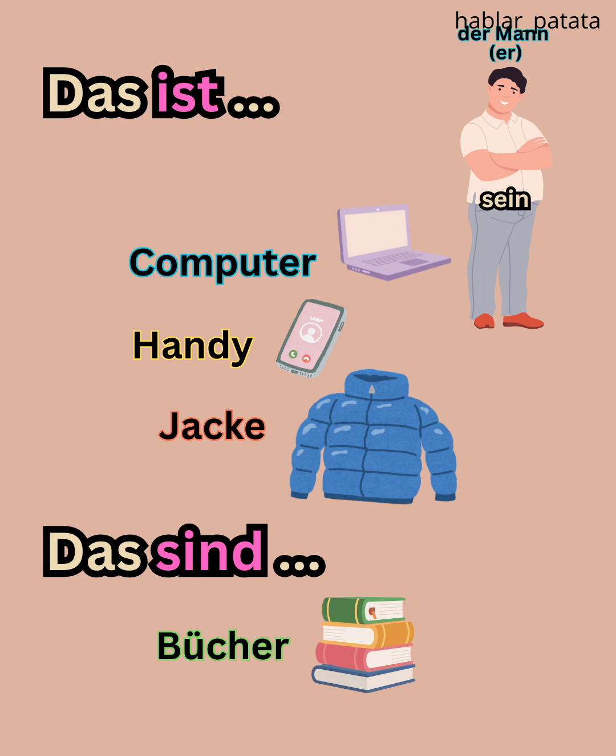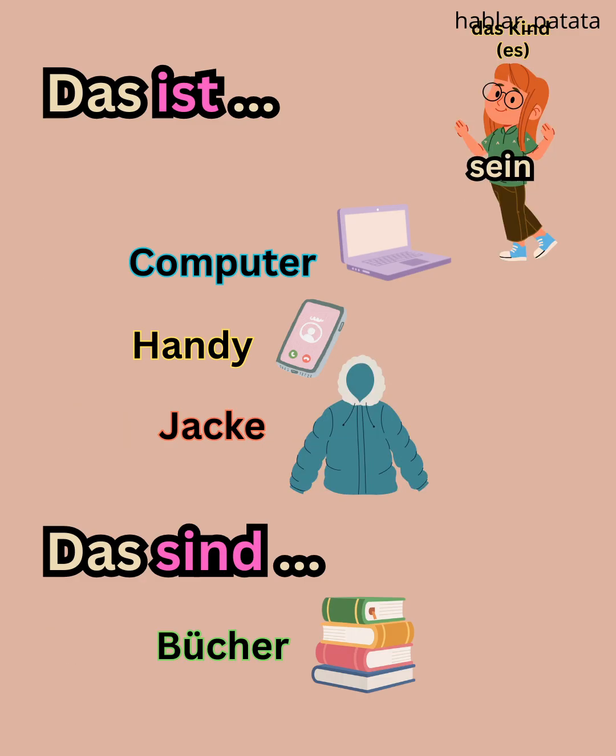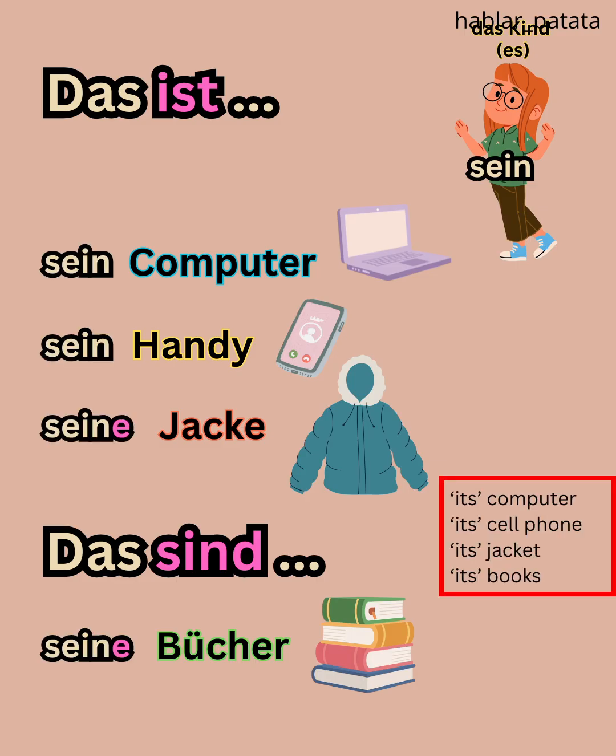Let's imagine we are talking about the things that belong to this man. What do you think? What would be the Possessivartikel? Right. Sein Computer, sein Handy, seine Jacke, and seine Bücher. The same applies to neutrum. If we were to translate the article literally, the Possessivartikel would be "its".